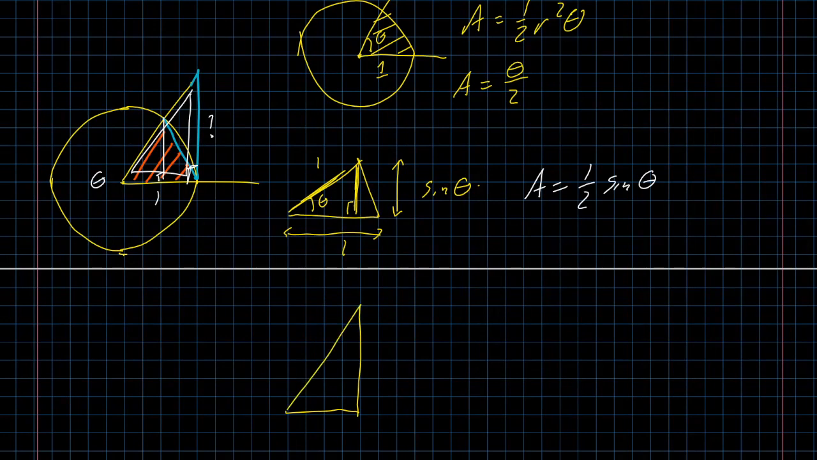Then I'll go to my larger triangle. Once again, I know that this angle is theta, I know that this side is 1, and I know that I have a right angle. Well, the length 1 is the adjacent leg of the triangle, and the thing that I'm looking for is the opposite leg. Opposite divided by adjacent is tangent of theta. So the side I'm looking for divided by 1 is tangent of theta. And once again, the area is 1/2 times the base, which is 1, times the height, which is tangent of theta.